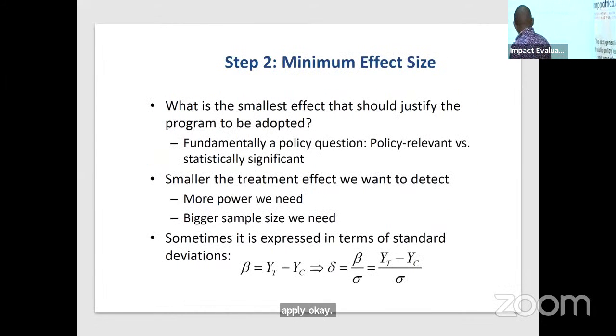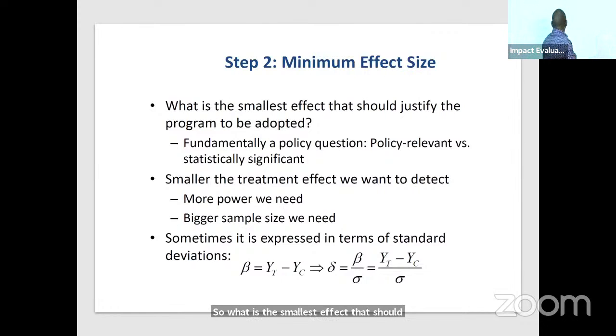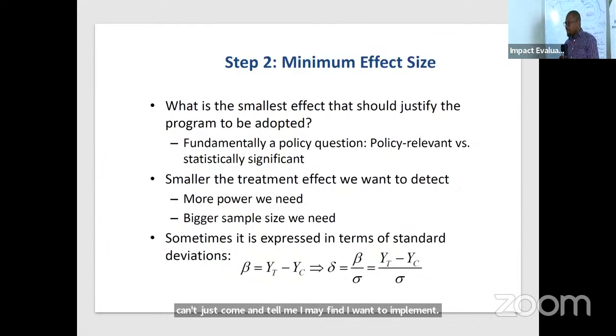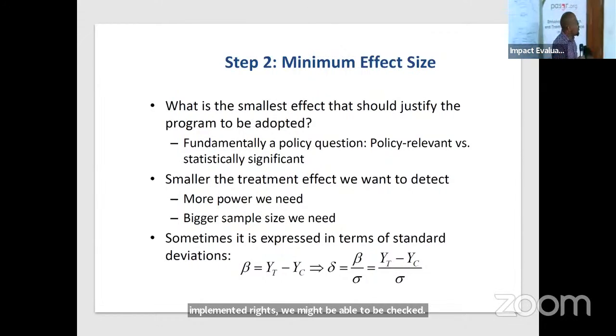How do we know minimum effect size? Remember we talked minimum effect size? Number 2. Minimum what? So what is the smallest effect that should justify the program to be adopted, or rather to be implemented? You can't just come and tell me, I'm a fund, I want to implement. How are we sure that your program would work? So if you want to convince me, you need to be able to have a sense of what is the minimum effect. If implemented right, we might be able to detect. Are we together?